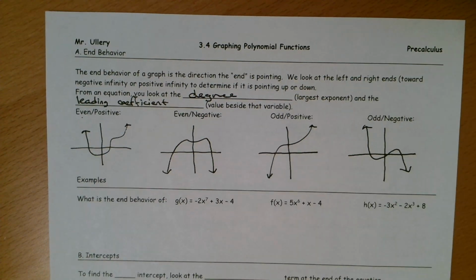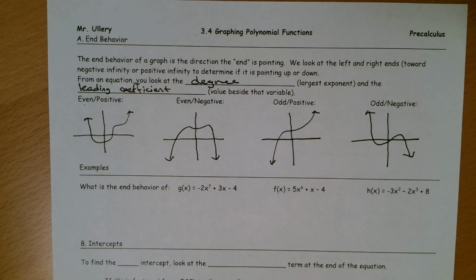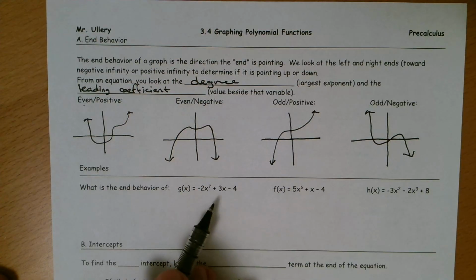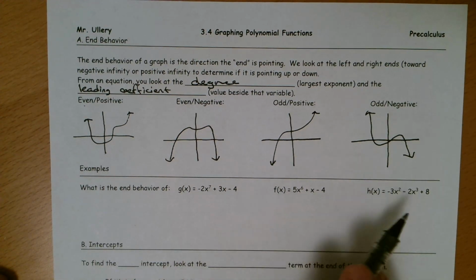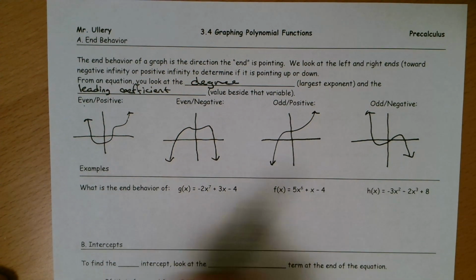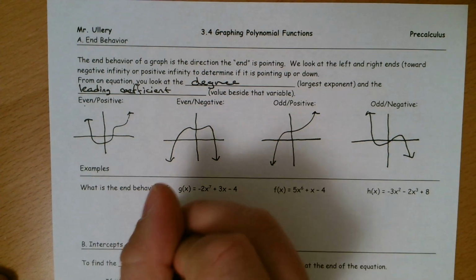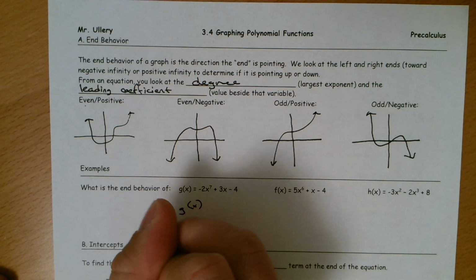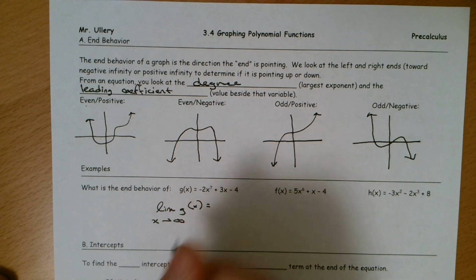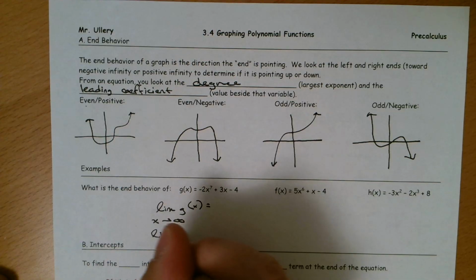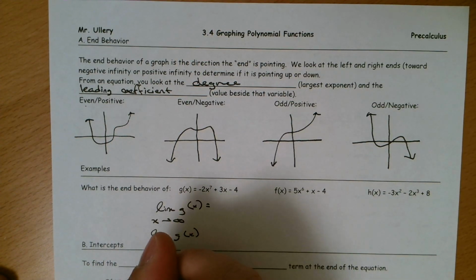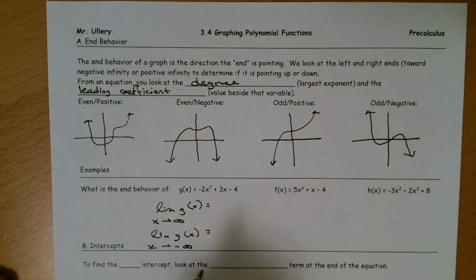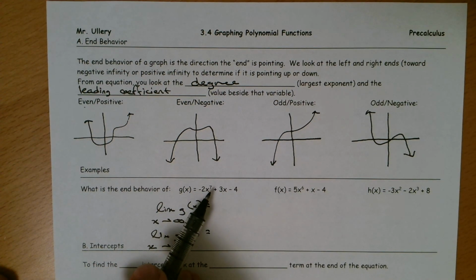Okay, so let's do a quick example here, and then I'm going to turn you loose. You've actually done these examples before, but I challenge you to do them again. I'll do the first one with you, and then I want you guys to do the next two on your own after you pause the video. But remember, to describe end behavior, we are going to start using limit notation. So limit of g of x as x goes to infinity, and the limit of g of x as x goes to negative infinity.